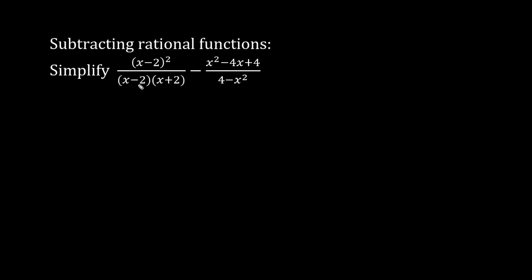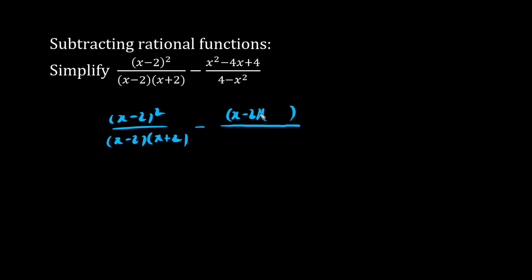Let's subtract rational functions. Like adding, we need to find an LCM. So this one's already factored, so let's copy it. We have x minus 2 squared over x minus 2, x plus 2. And we have a minus sign and a numerator that can be factored. So let's write x minus 2 times x minus 2 becomes this trinomial on top here.